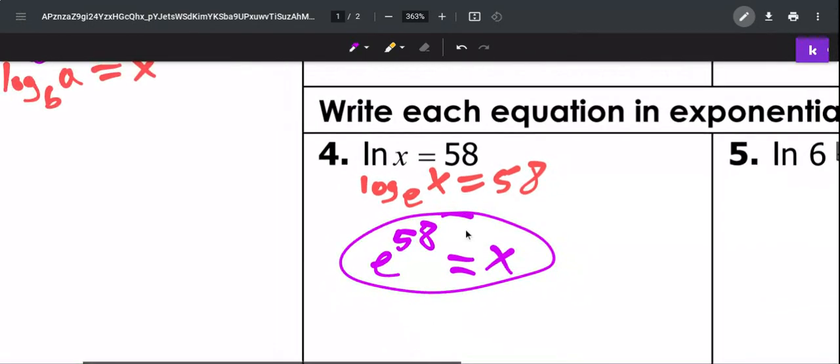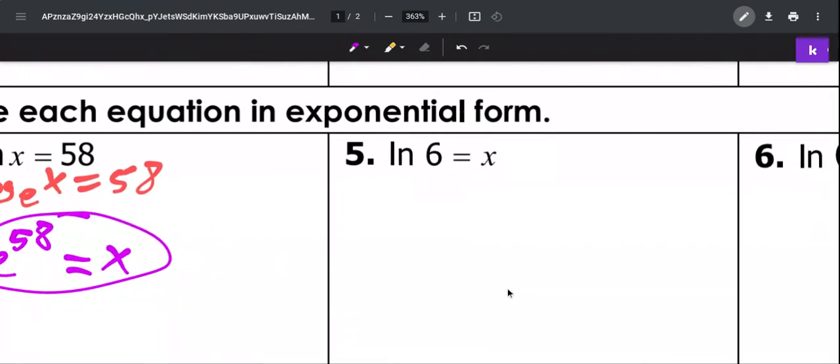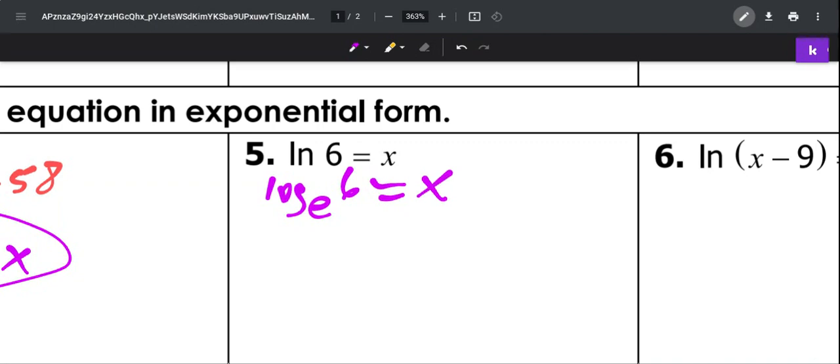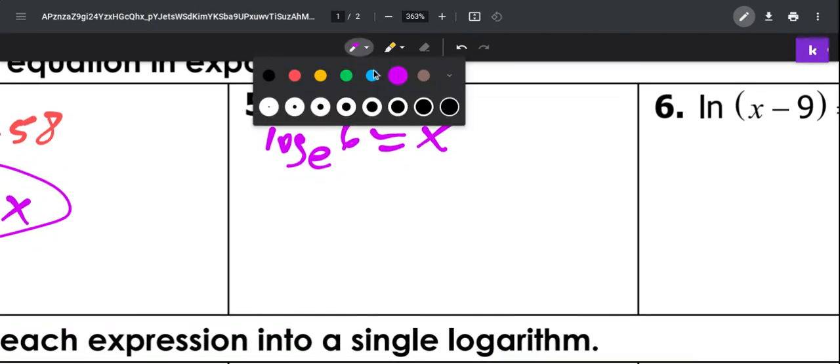All right, now try number 5 on your own. Just pause it, see if you can do it, then we'll go over it. All right, so we have natural log, which means log base e. So log base e of 6 equals x. Now we're going to rewrite this in exponential form.